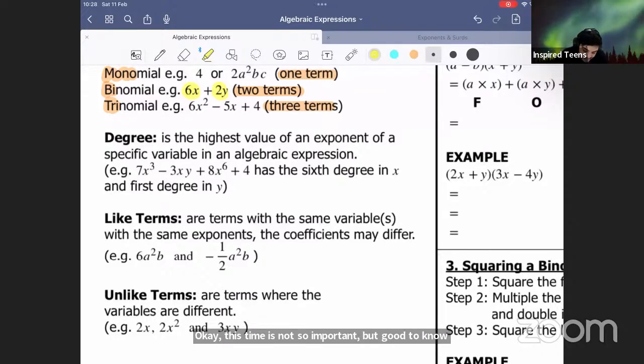For example, 7x cubed minus 3xy plus 8x to the 6 plus 4 has the 6th degree in x and first degree in y. So it's the highest exponent.